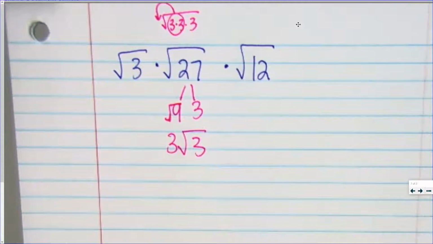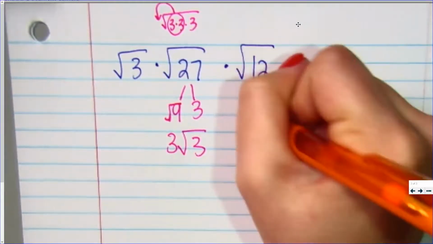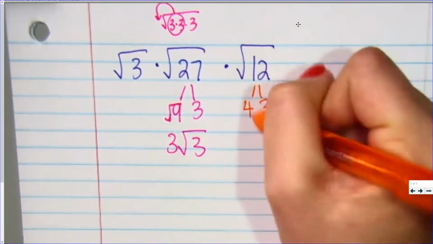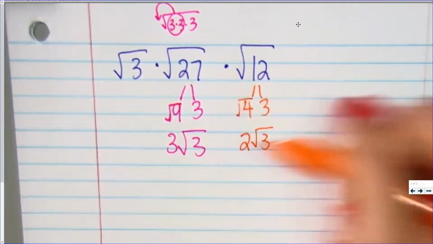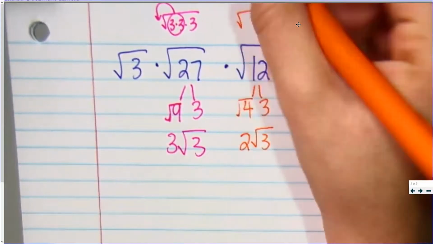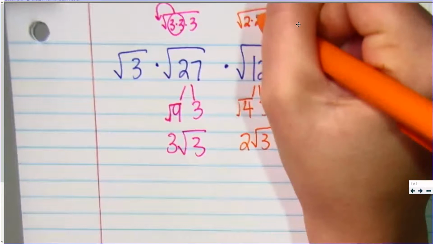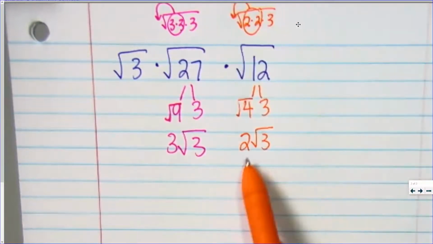And the same thing with square root 12. I can simplify this one into 4 and 3. But really, the square root of 4 is just 2. So that's going to be 2 square root 3. And we can simplify this even more. 2 times 2 times 3. Those 2's move out to make it 2 square root 3.